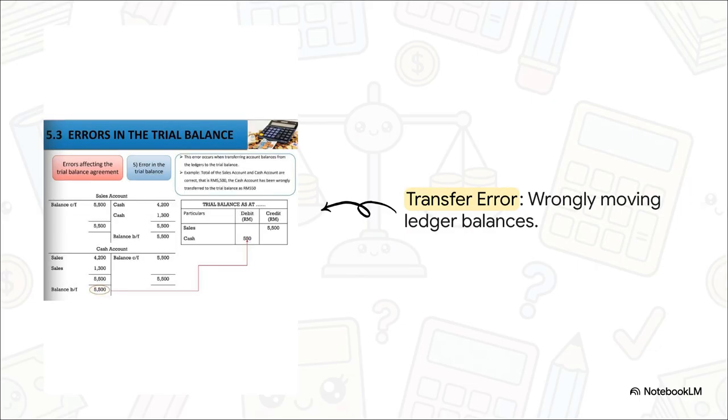And this one is just brutal, the transfer error. Your ledger calculation could be completely flawless, but if you drop a 0 while moving the number, you're in trouble. Here, the sales account perfectly totals RM5,500, but transferring it as RM550 to the trial balance, that careless slip instantly breaks your agreement.